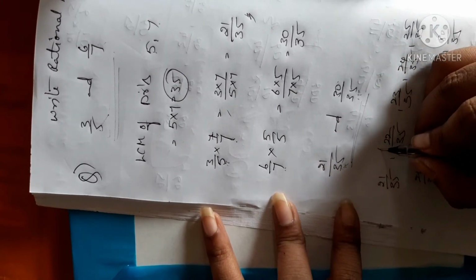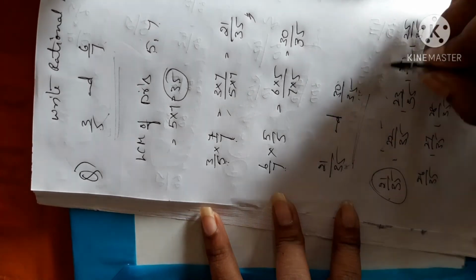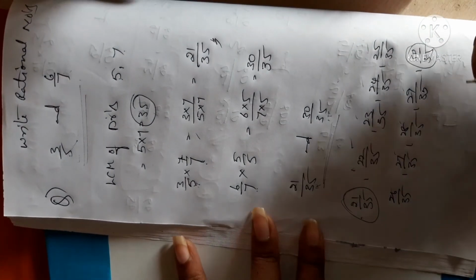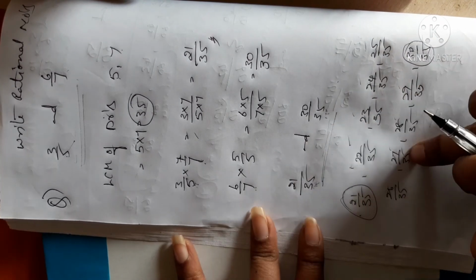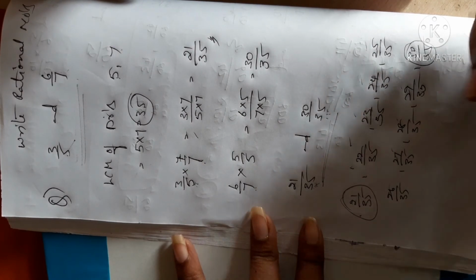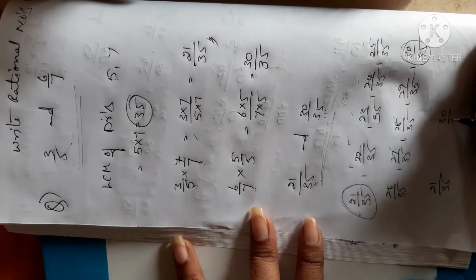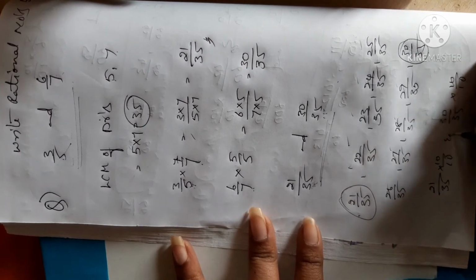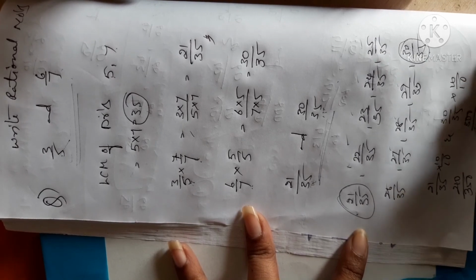Now what are the rational numbers between 21 by 35 and 30 by 35? 1 2 3 4 5 6 7 8. Eight. If he asks you to write 10 rational numbers between these two, you have written only 8 here. So how to find more? We don't have 10 here. So what you need to do is take 21 by 35 and 30 by 35 again and multiply both with 10 by 10. Now what is the answer? 210 by 350 and 300 by 350.